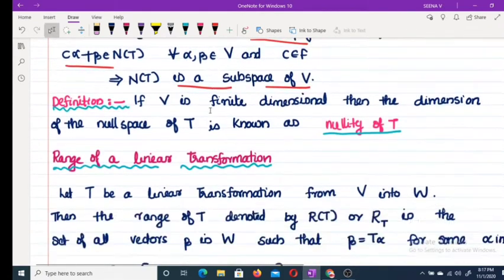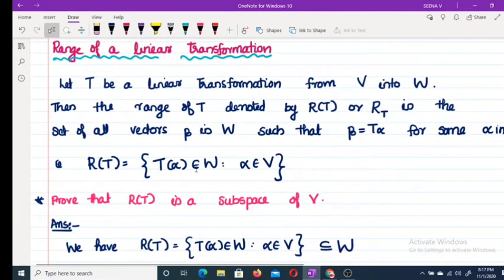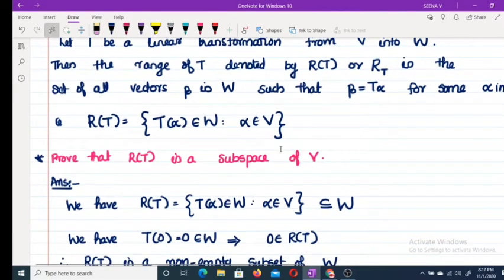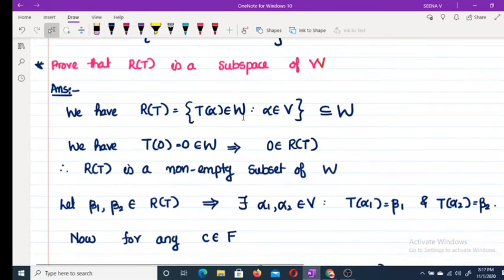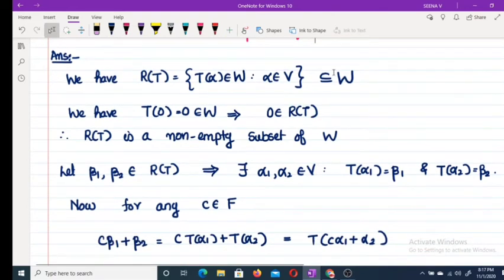But the range of T is the set of all T alpha. T is a map from V to W, so T alpha clearly belongs to W, with alpha belongs to V. This is a subset of W. Now we are going to prove R of T is a subspace of W. So we have R of T, the set of all T alpha belongs to W such that alpha belongs to V, and clearly this is a subset of W.